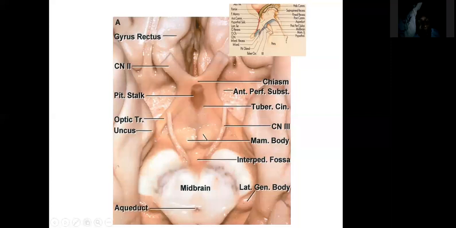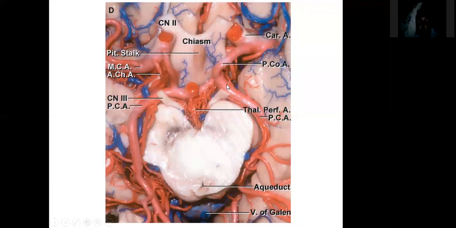Here we have the vascular structures, the vascular relationships, these blood vessels which we have to consider during procedures through this floor, because these blood vessels, really intimately related to the midbrain, can be injured during the surgical procedure.